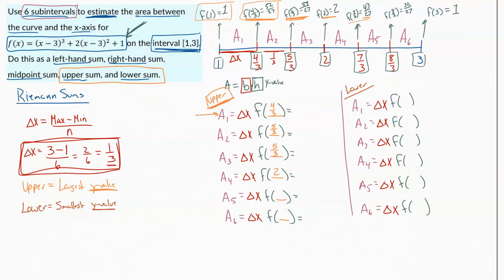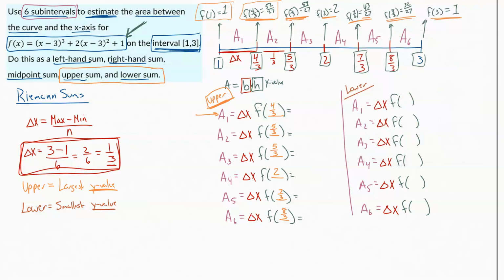On A5, I'm looking at 43 over 27 versus 32 over 27. That means 43 over 27 is the larger. And then on that last interval, I'm looking at 32 over 27 or 1. 32 over 27 wins, so I'm plugging in 8/3. So those are my evaluations for the upper.